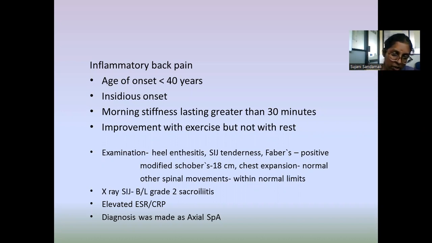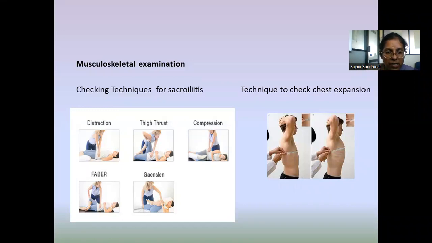Then we went ahead with X-ray sacroiliac joint, where she had bilateral grade 2 sacroiliitis, and her inflammatory markers were moderately elevated, and finally the diagnosis was made as axial spondyloarthritis. So these are some of the techniques to check sacroiliitis, even in busy clinic settings. You can perform the compression and check the tenderness and the FABER and Gaenslen test. This is the technique to check the chest expansion. The normal value is more than 4 centimeters.